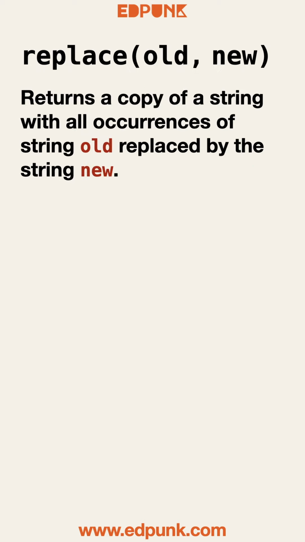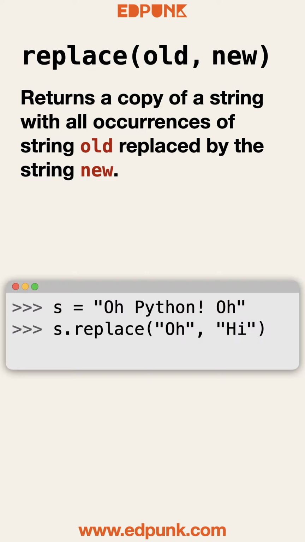Moving on to the final method in this category, the replace method returns a copy of the string with all occurrences of string argument old replaced by the string argument new. Let us take an example string o-python-o and assign it to variable s. Now, s.replace o, hi replaces all occurrences of string o with string hi. Hence, the result returned is hi-python-hi.